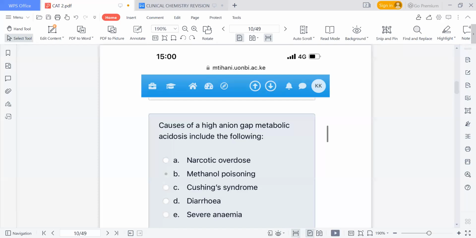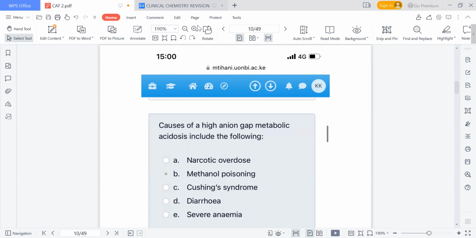Methanol poisoning, Cushing's syndrome, diarrhea, and severe anemia. The answer selected here is methanol poisoning. Do you think it's correct or it's wrong? And if it's right, what do the other choices cause?